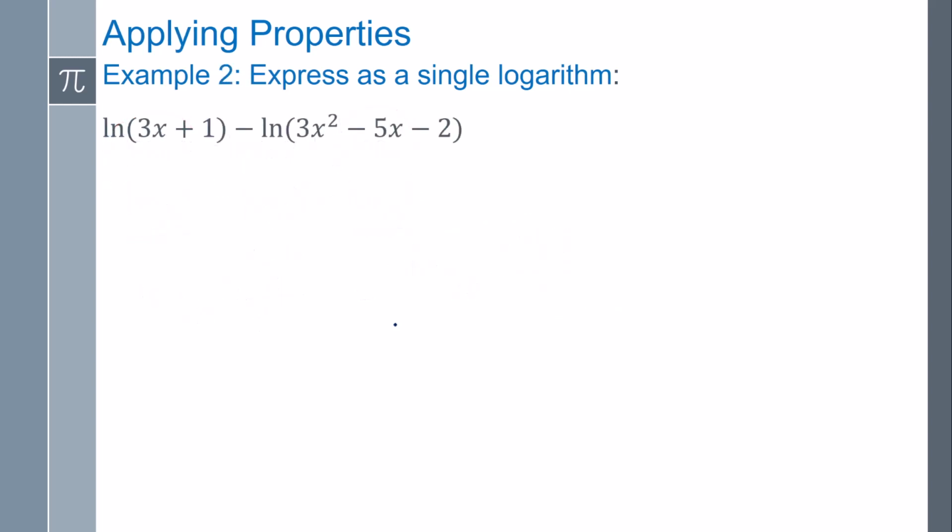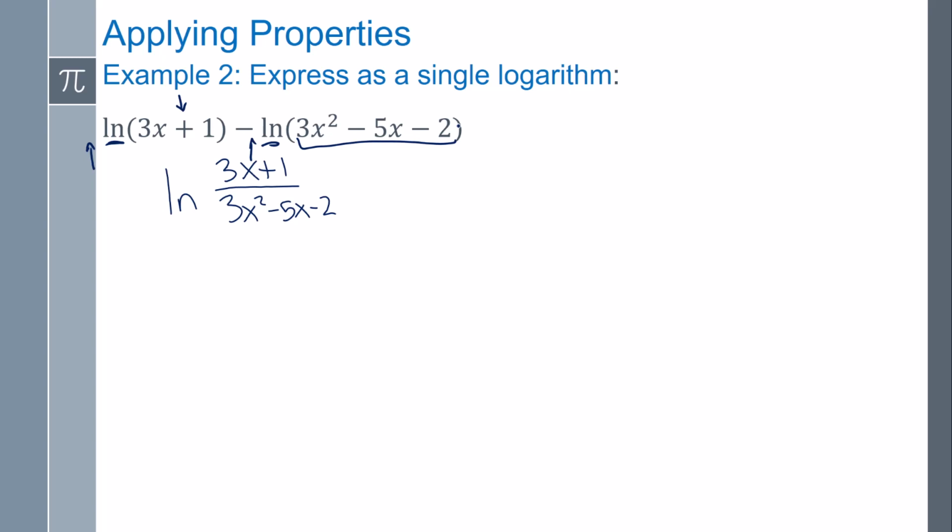So now we're condensing this natural log. Again, they're both log base e, or ln, so I can condense it into one log. This is positive, so this goes on top. Negative, so this goes on the bottom. So condensing it, the 3x plus 1 is on top. The 3x squared minus 5x minus 2 goes on the bottom.